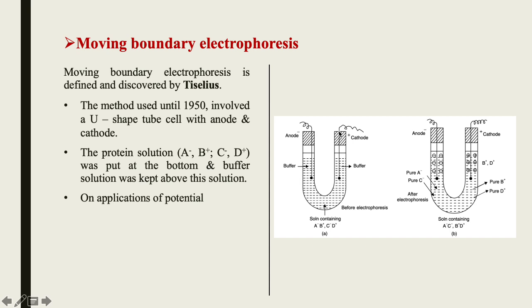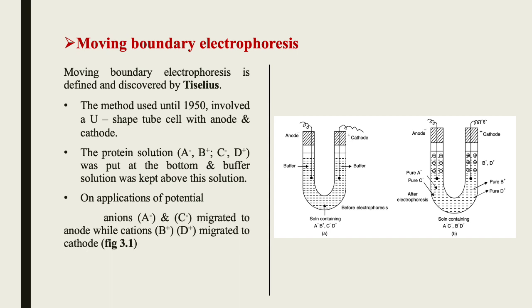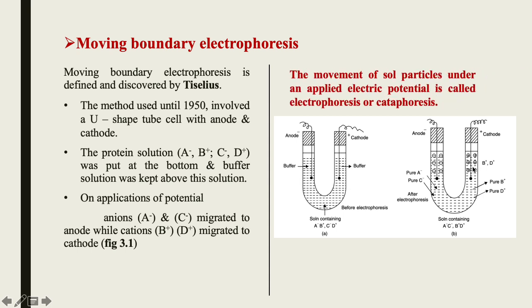On the application of an electric potential across the two ends of the U-shaped tube, the negatively charged ions A minus and C minus will migrate towards the anode, and B plus and D plus will migrate to the cathode. That's how you will be able to see pure A and pure C over here. After applying the electric potential, the negative ions move towards the anode and the positive ions move toward the cathode.